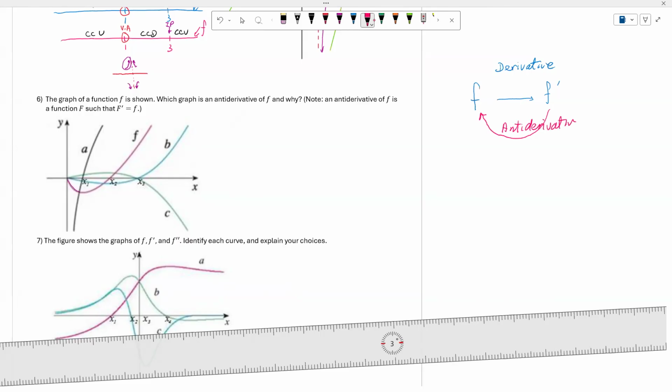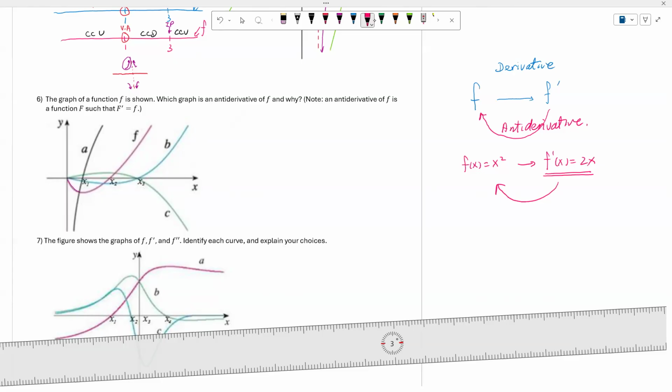Okay, so what does this mean here? It means that, for example, f of x equals x squared, and then I have f prime of x equal to 2x. Meaning right now, I have the graph of 2x, and I would like to find the x squared. That's my function f. Okay, so this is kind of the idea.